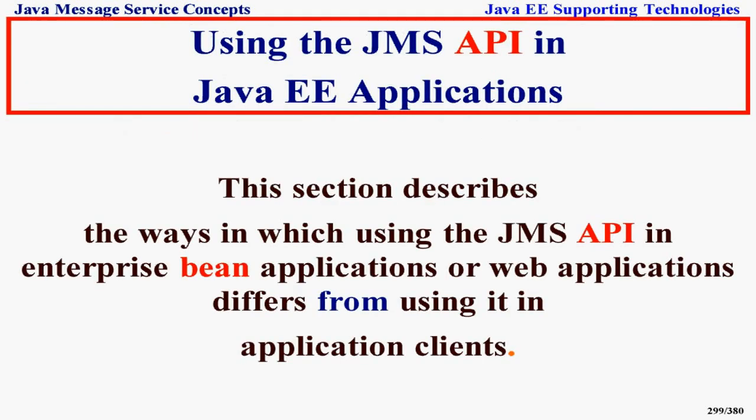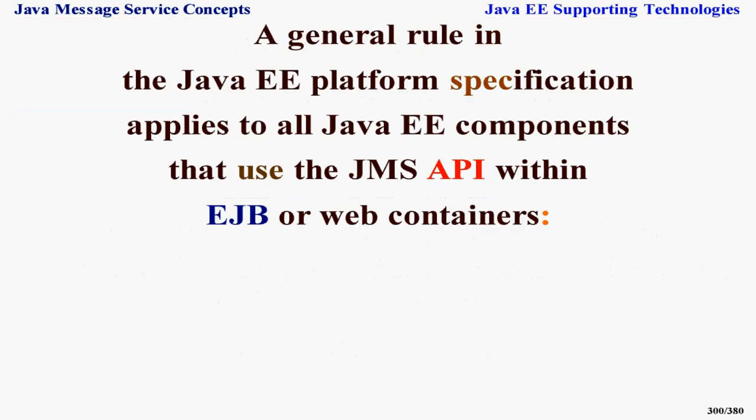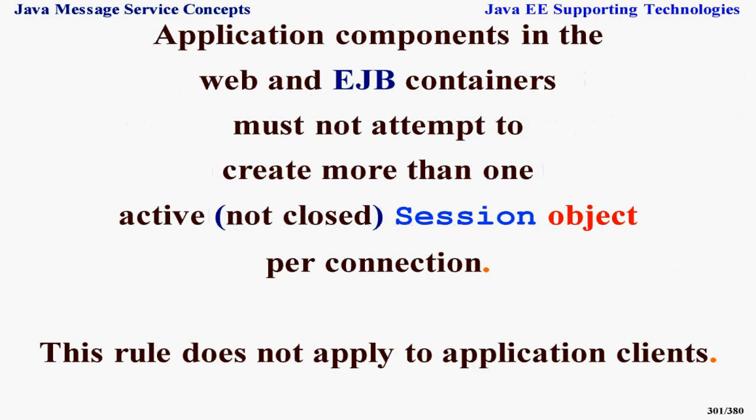Using the JMS API in Java EE Applications. This section describes the ways in which using the JMS API in enterprise bean applications or web applications differs from using it in application clients. A general rule in the Java EE platform specification applies to all Java EE components that use the JMS API within EJB or web containers. Application components in the web and EJB containers must not attempt to create more than one active (not closed) Session object per connection.